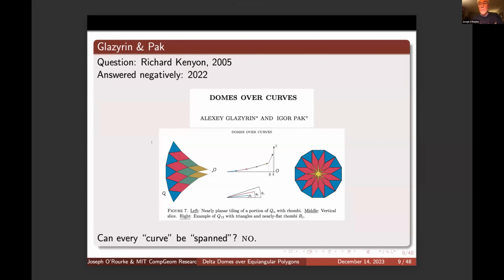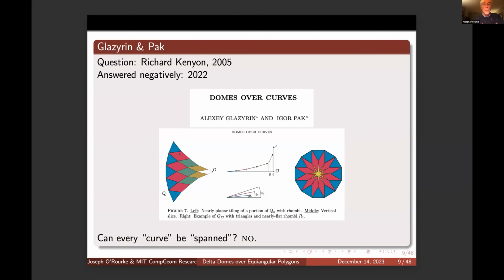Now let me say, where did this idea come from? And the answer is in a question that was posed by a mathematician named Richard Kenyon in 2005, so long time ago. And it was recently answered. Kenyon's question was answered by Alexey Glazyrin and Igor Pak in a paper that they called Domes Over Curves.